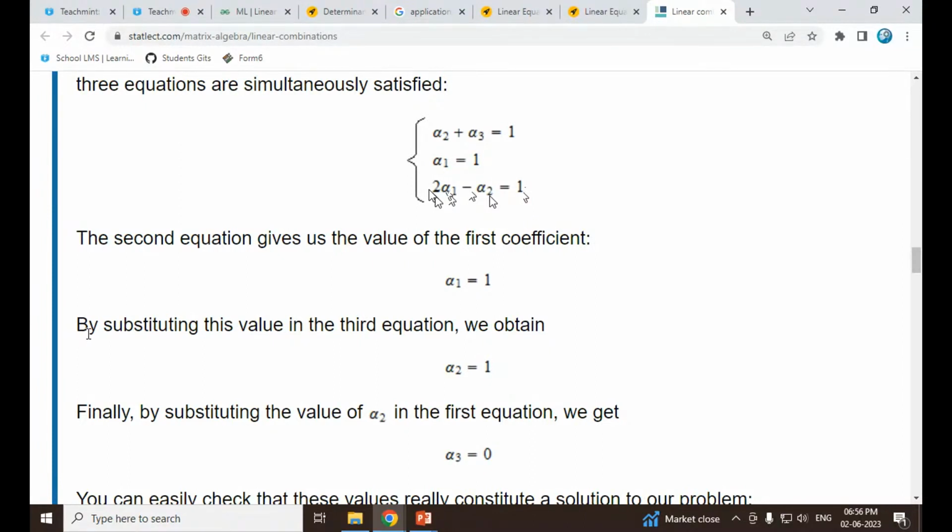Now I want to replace this one. This is my equation 2. This is my equation 3. So I want to add this equation 2 value into this one. This is minus 2 into 1. 2 into 1. Then 2 minus 1, 2 minus 1.